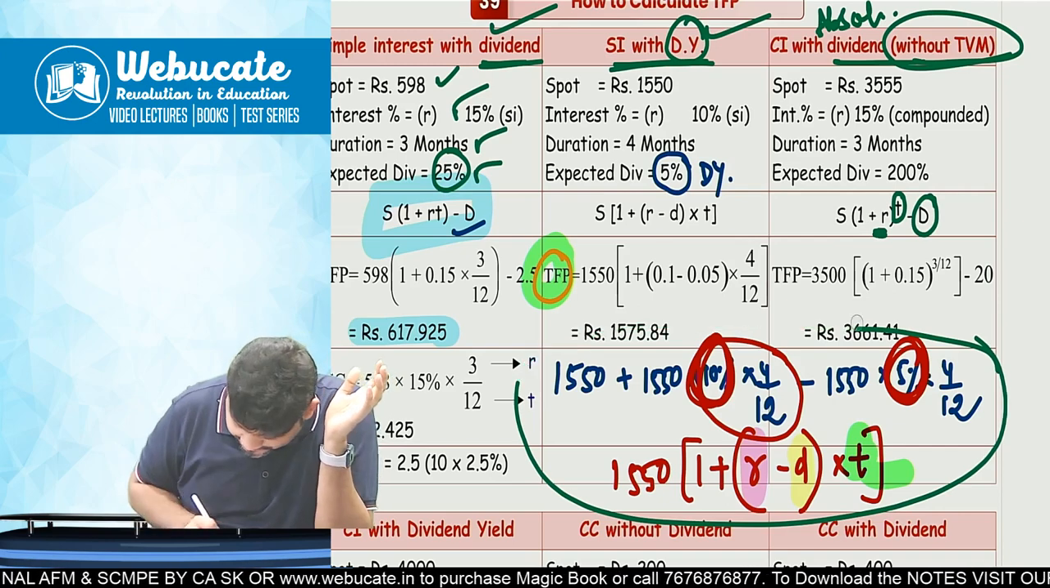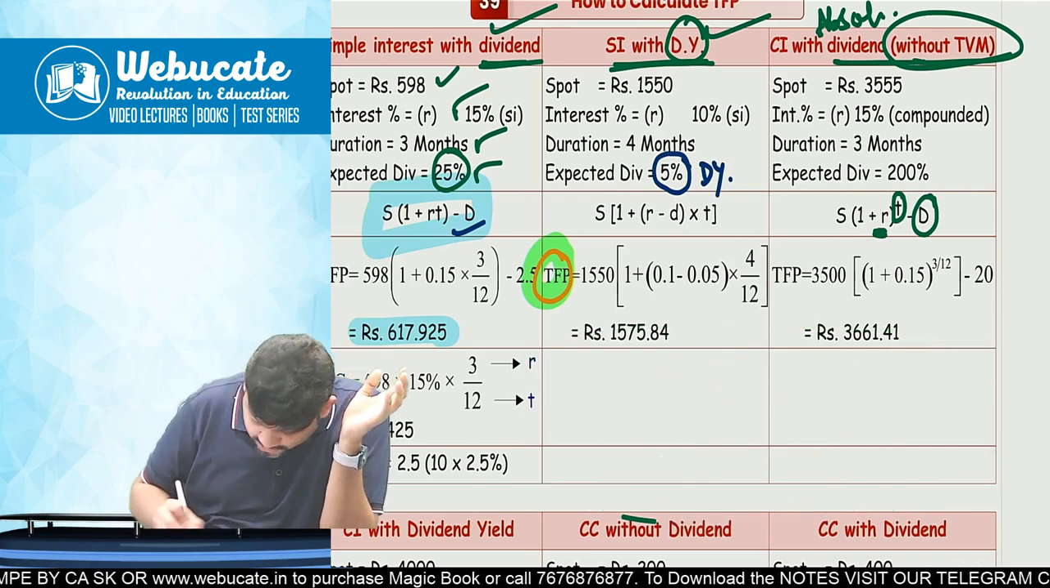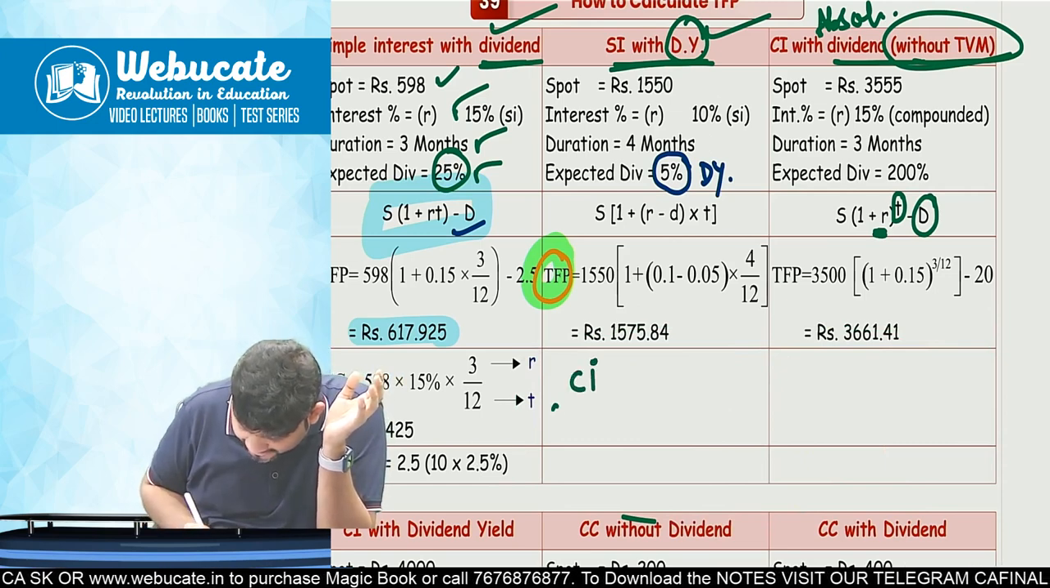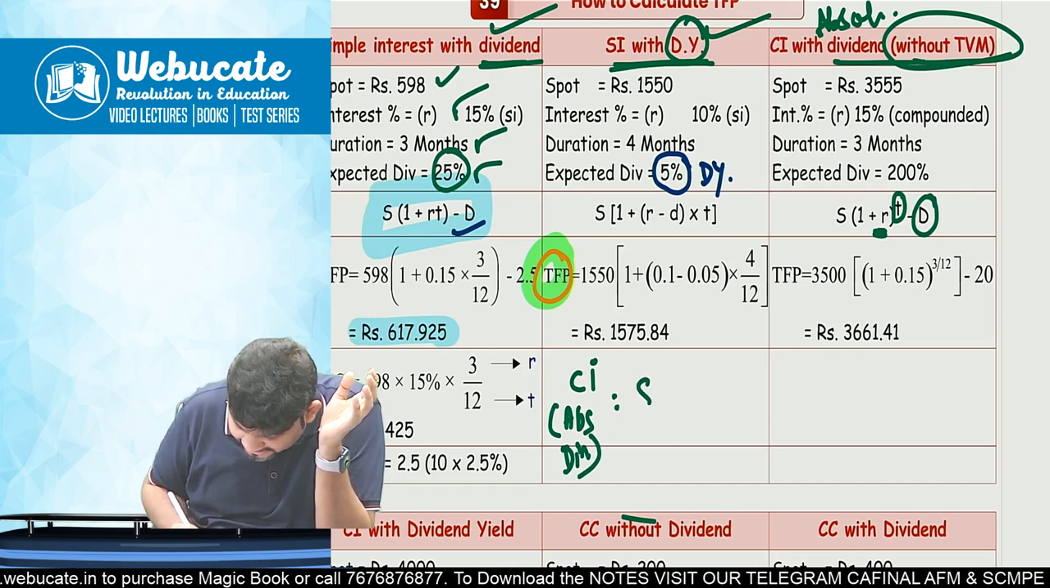Okay, now comes compounding interest with absolute dividend. So what is it going to be? Now we are able to do it on our own. Absolute dividend. What will it be logically?